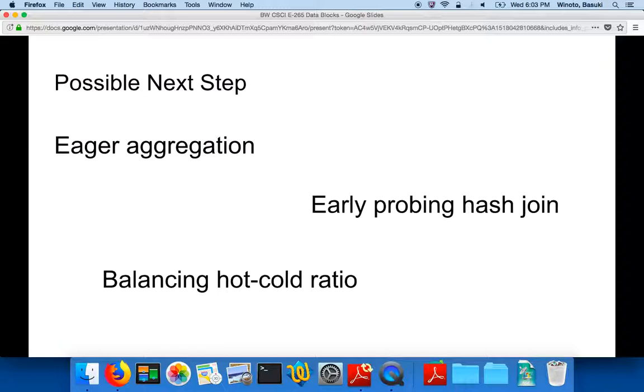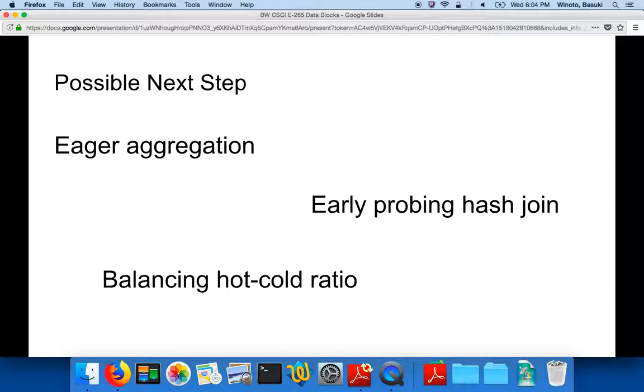Now, for the next steps, the author already mentioned eager aggregation, where he wants to aggregate sooner, so it will help the scanning time. And then early probing on a hash join will also reduce the CPU time required to do the scanning. So these are the two possible next steps that the author introduced.